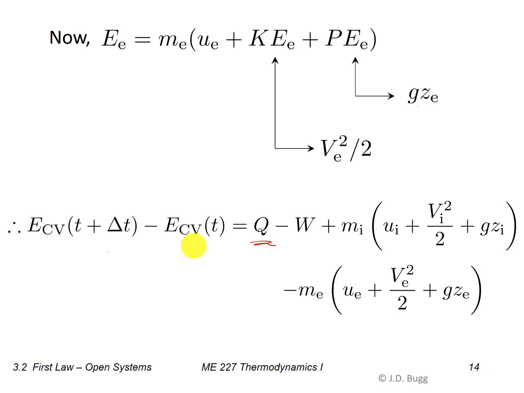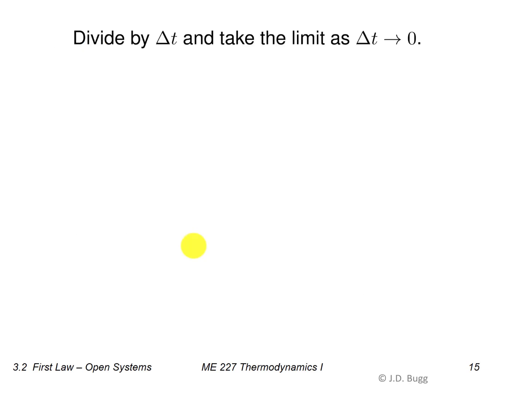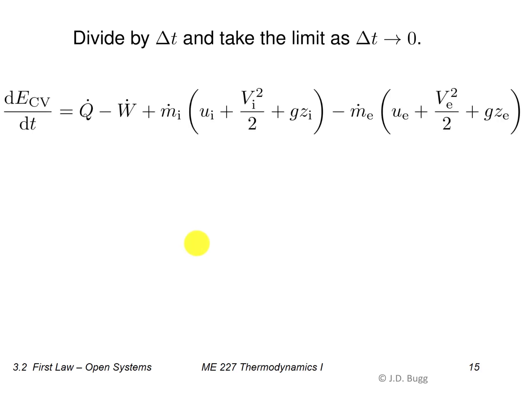It is more useful if we have this equation on a rate basis, so that each of these is the rate at which heat is being transferred, the rate at which work is being transferred, the rate at which energy is being transported in and out of our control volume. So to convert this equation to a rate equation, we divide it by delta T and take the limit as delta T goes to 0. So let's see what that does to the equation.